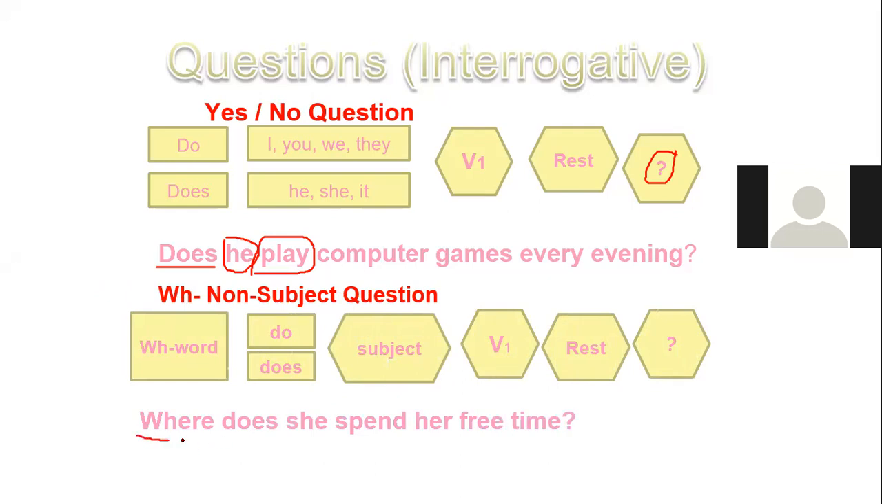Example, where does she spend her free time, question mark. So you see, in yes/no questions, we start with do or does, then subject, then the verb, then the rest of the sentence. But with the WH word question, we have to use the WH word at the beginning, then does or do, then the subject, then the verb, then the rest of the sentence.